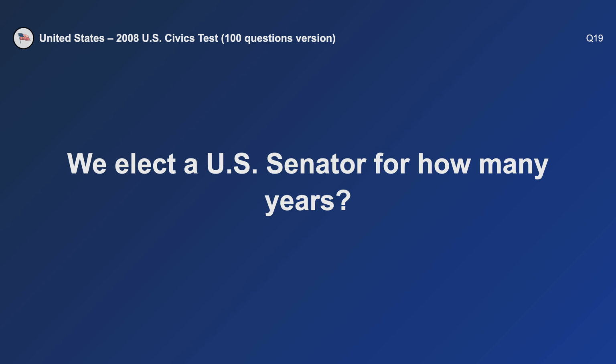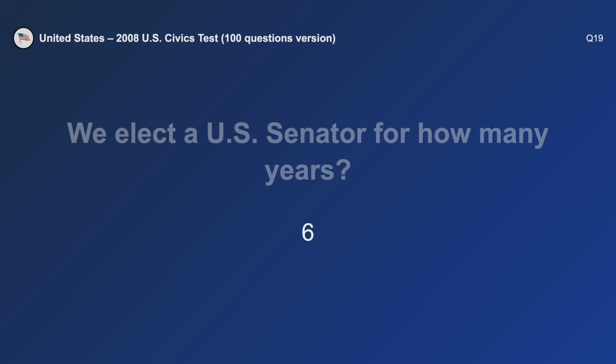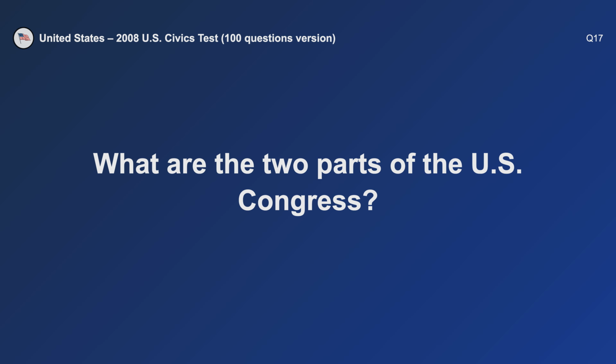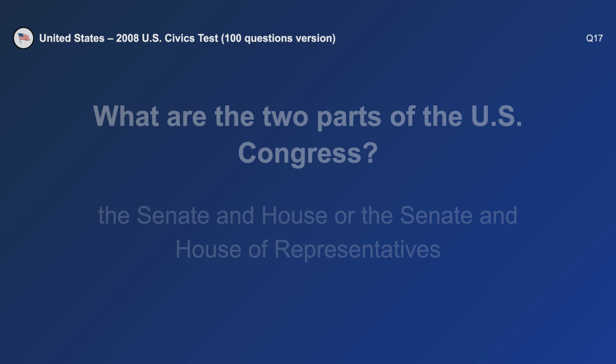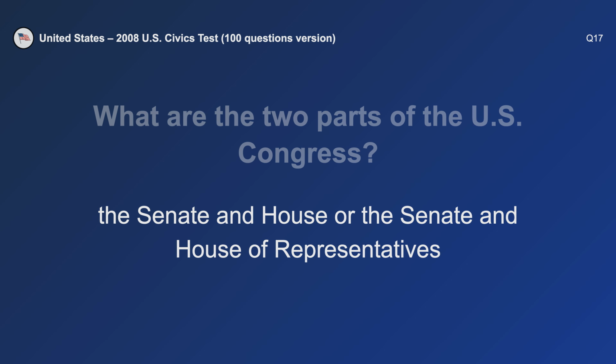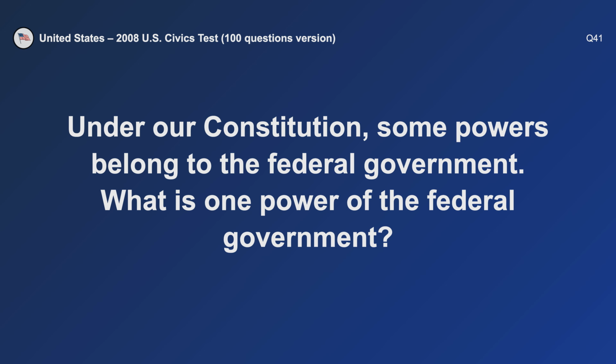We elect a U.S. Senator for how many years? 6. What are the two parts of the U.S. Congress? The Senate and House. Under our Constitution, some powers belong to the federal government. What is one power of the federal government?